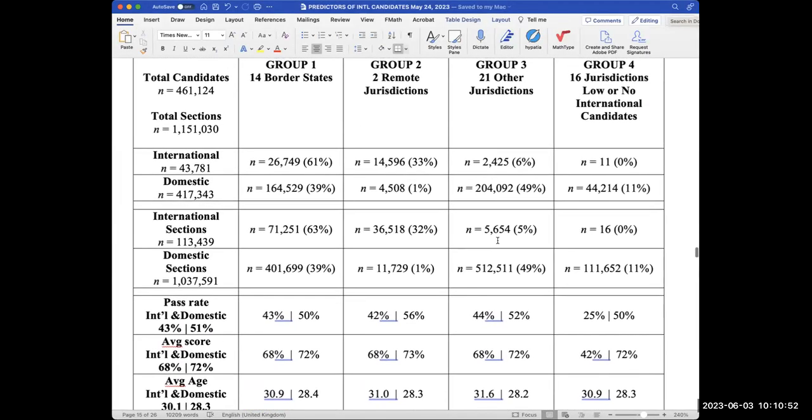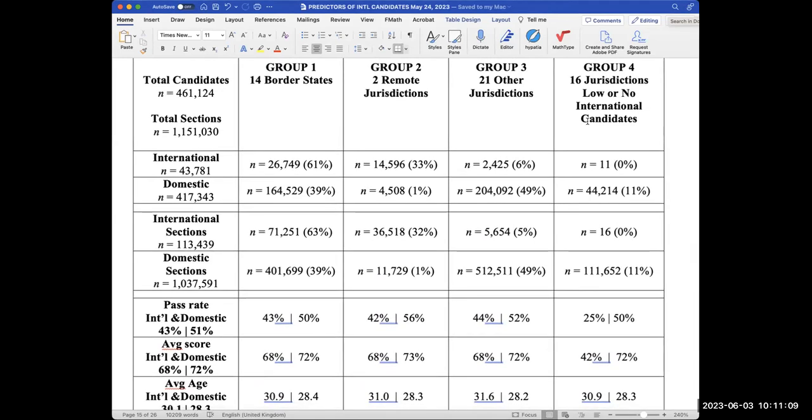So this is some results of research that I'm doing, and I've identified 4 groupings of states without telling you all the details. Lots of numbers here. These are actually the candidates and the sections of the CPA exam, the statistics on the number of people and the number of sections they wrote on the CPA exam over a 5-year period. And what you see with large studies is that the patterns are pretty consistent.